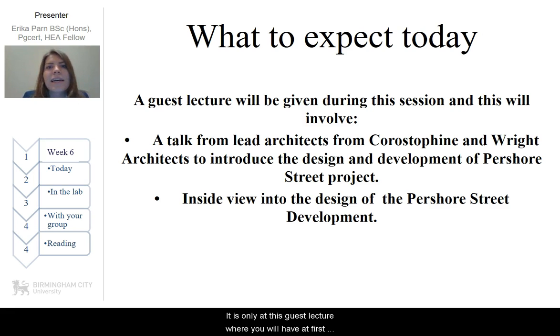It is only at this guest lecture where you will have, first hand, the opportunity to ask the relevant designer any pertinent questions that may relate to your own design for the Pershore Street development.